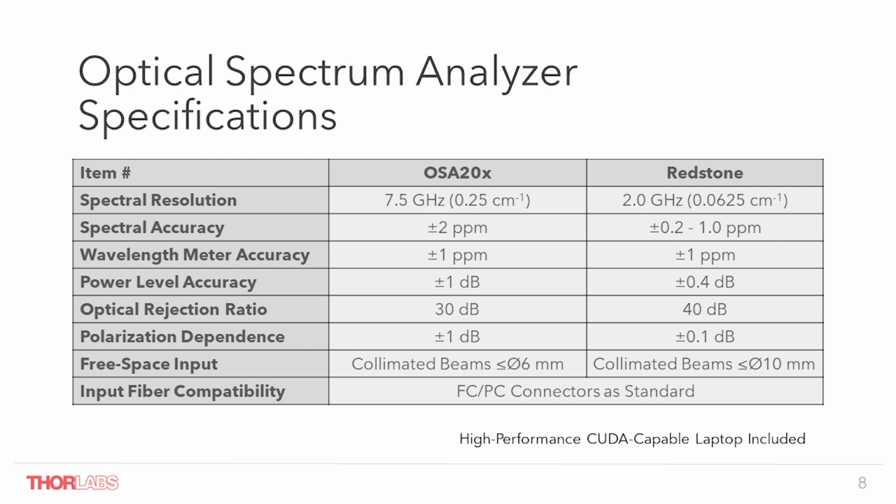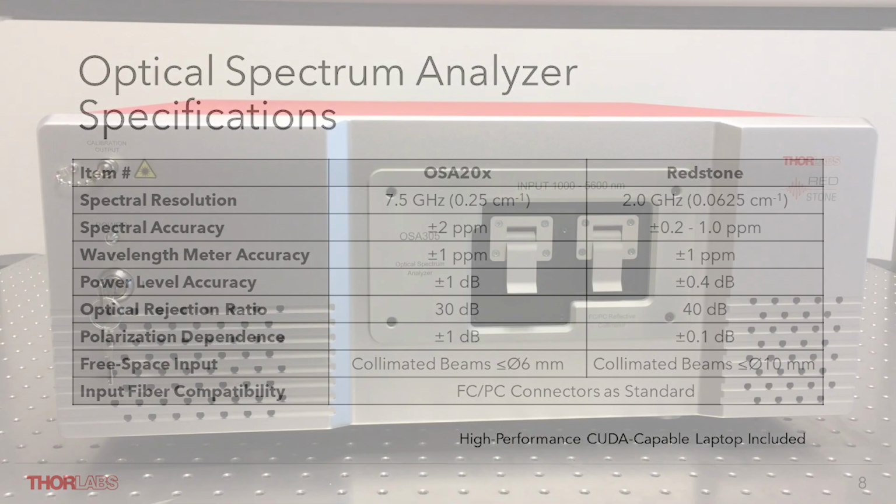The specifications are listed here partially. The highlights are of course the spectral resolution and the accuracy, as well as the power level accuracy and the optical rejection ratio, that is 40 decibels for the Redstone as compared to 30 decibels for the OSA 20X. The Redstone also has a lower polarization dependence due to the angles inside the instrument.